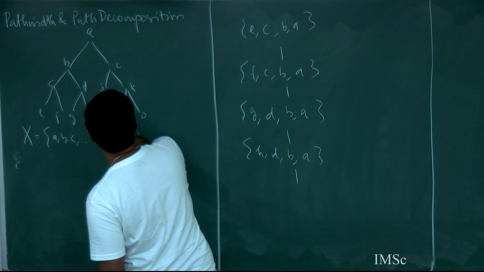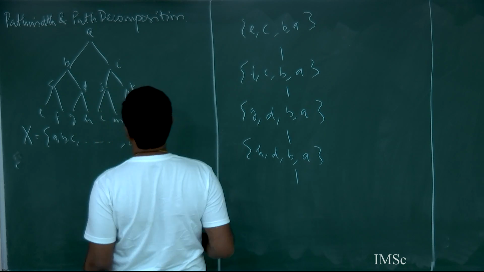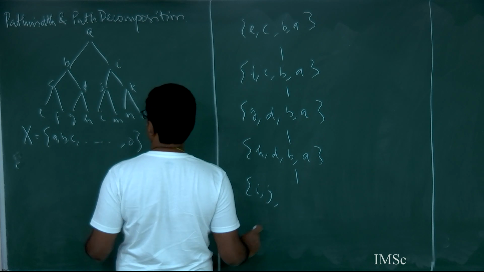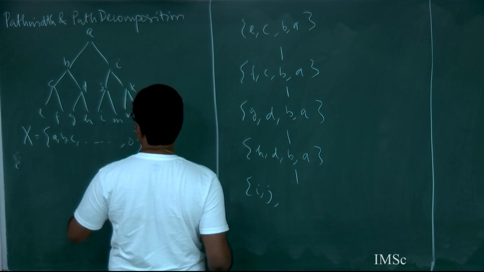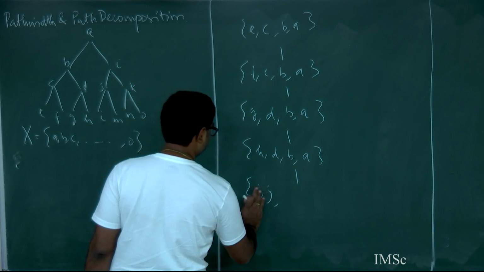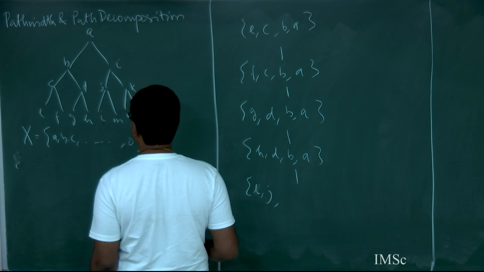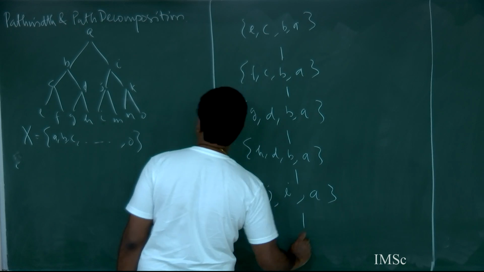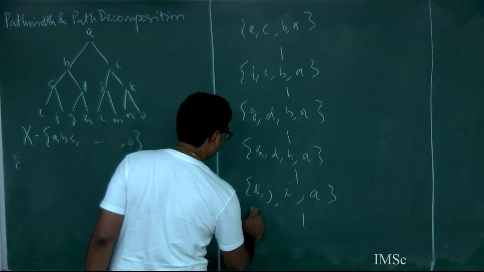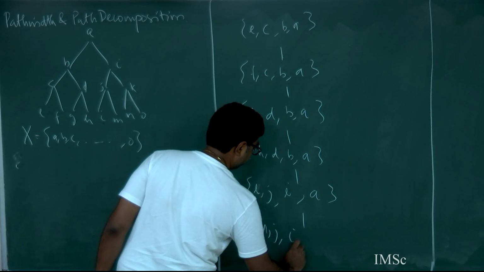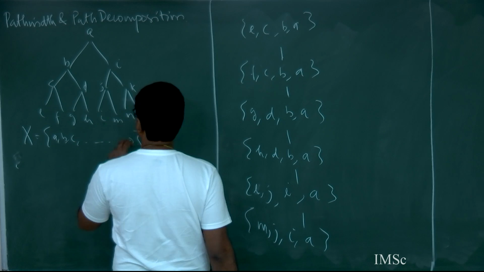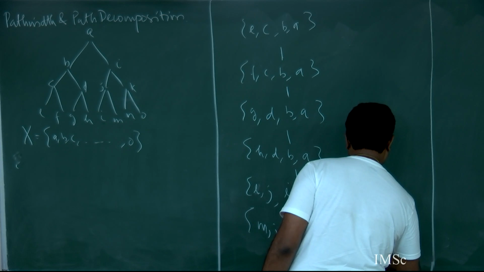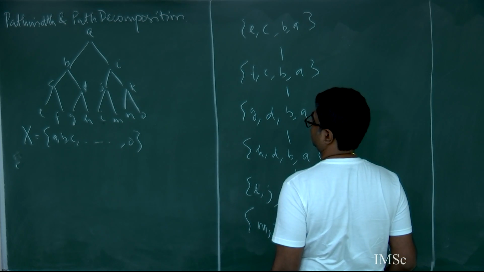Okay, then what is this? It is I, J, right? This is I. I, J, K. Okay, L. So let's take L, J, I, and A. Then M, J, I, A. Okay, fine. N, K, I, A. So from here, let's go. N, K, I, A.